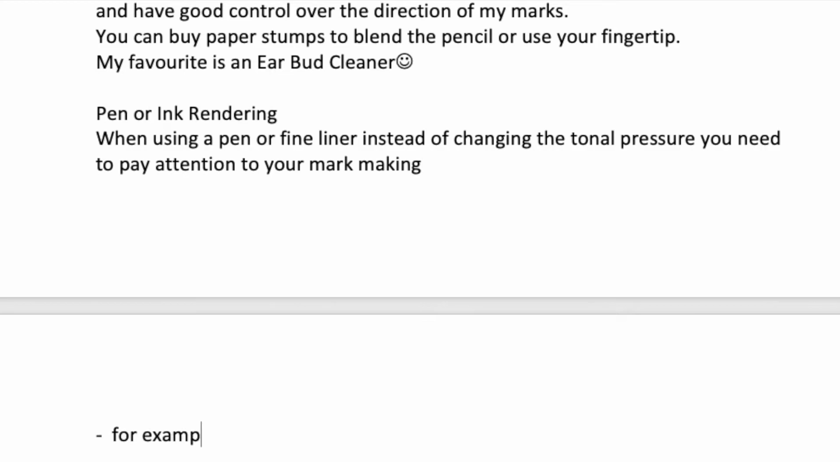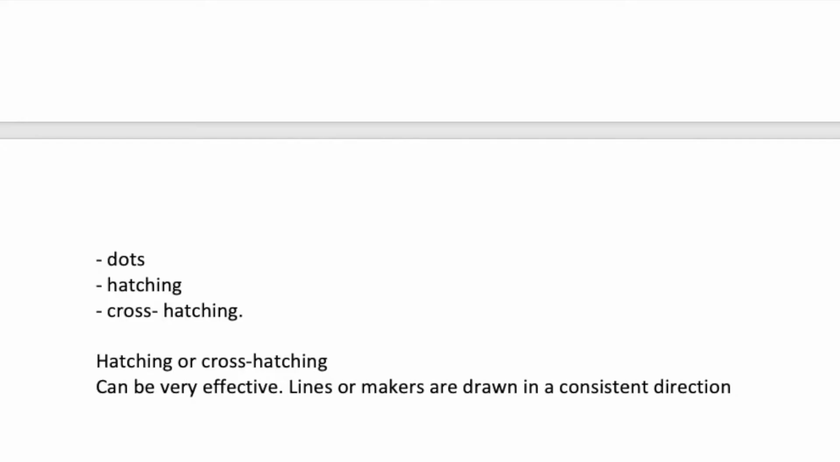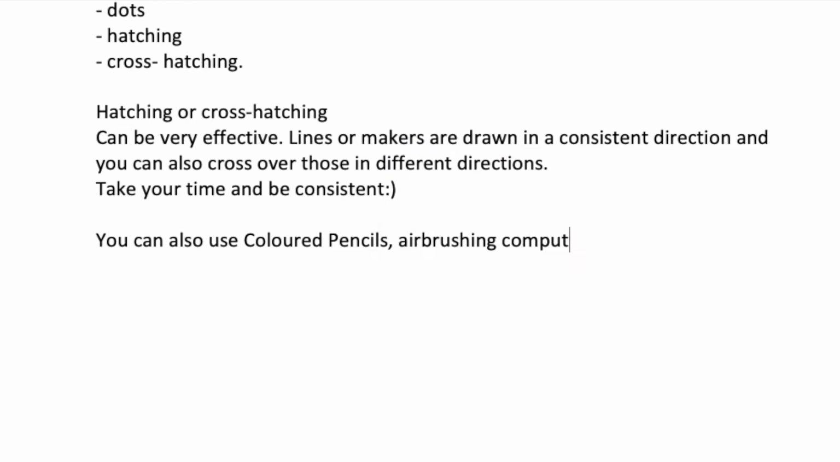Now, hatching or cross-hatching can be really good. With your hatching, all your lines tend to go the same way, and you need to have a consistent amount of mark making that you do. And then if you want to cross-hatch them, you just go back in a different direction. You need to take your time. You need to be consistent in what it is that you're doing with this to make it pretty effective. You can also use colored pencils, airbrushing, computer software, for example, Adobe Illustrator or Adobe Photoshop. Now, I don't know how to use those, but if you know how to use them and you want to do them for a future exercise, dude, you're very welcome to have a go at those.